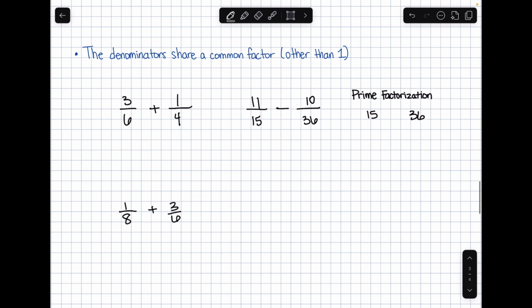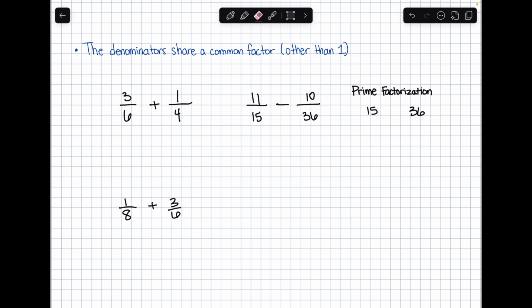All right, for the last situation, if I find that my denominators share a common factor, there are a couple different things we can do.